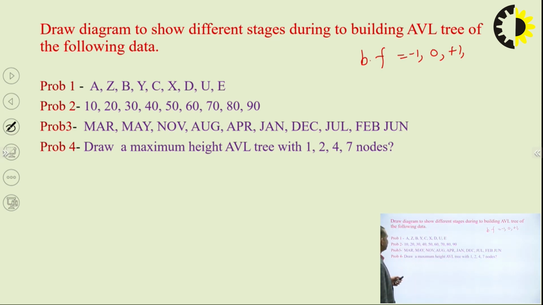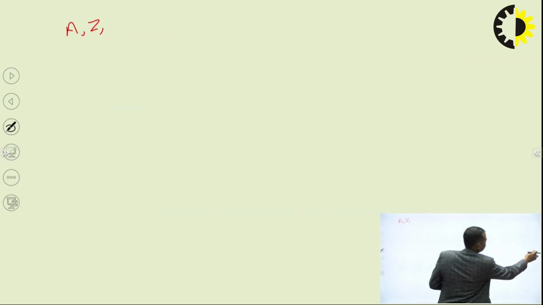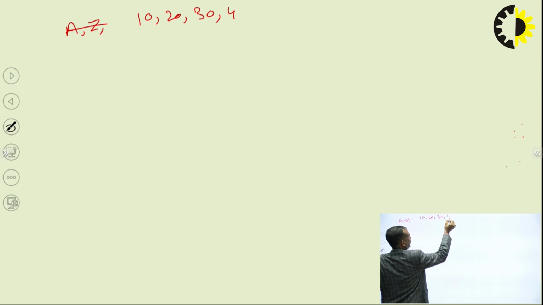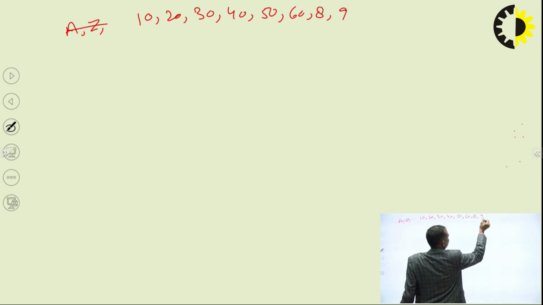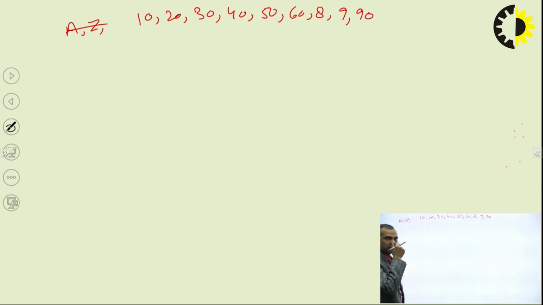Clear? Now suppose we have to write the problem, that is A, Z. Okay, we have to take it. Wait. Suppose we take a simple example: 10, 20, 30, 40, 50, 60, 8, 9, 90. We have to insert these elements and draw the AVL tree.